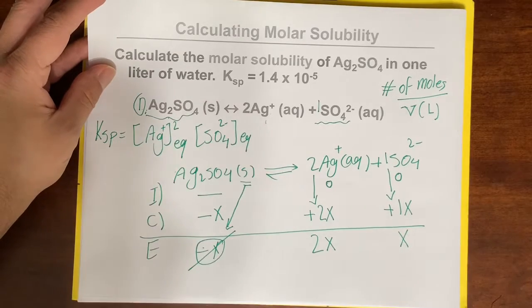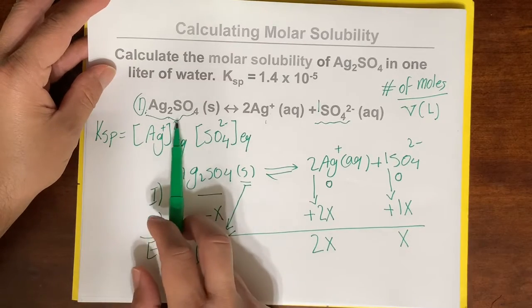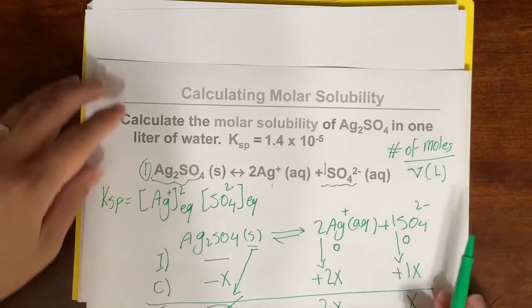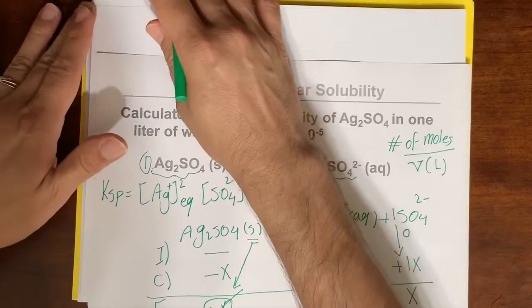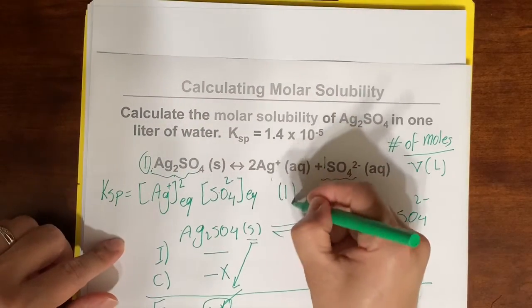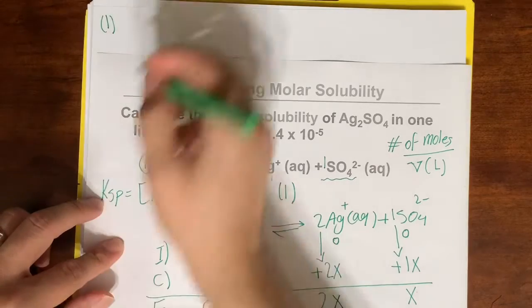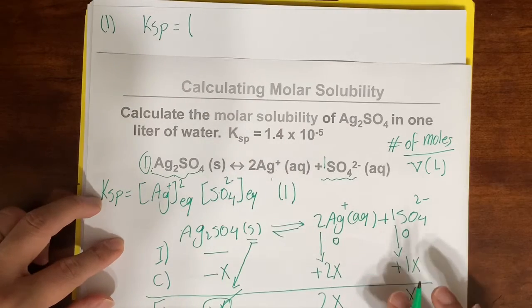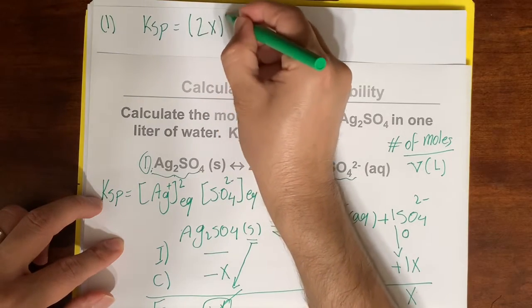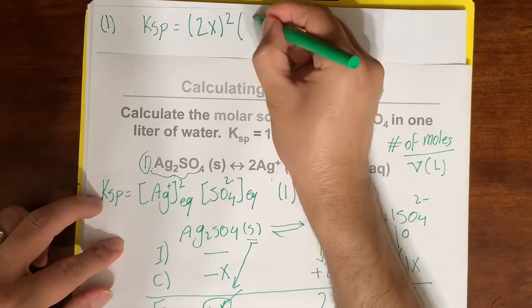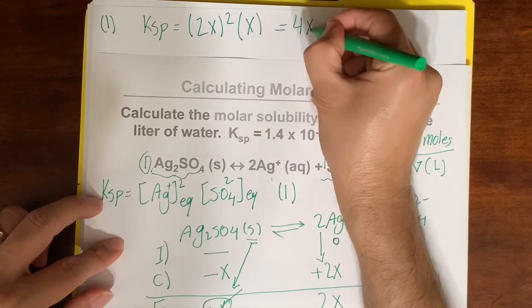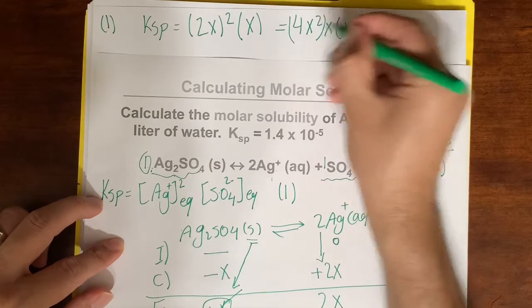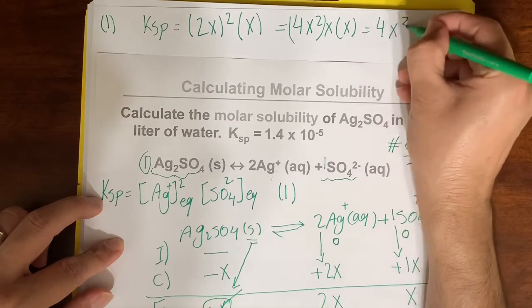Okay. So now you know the concentration for silver and the concentration of sulfate. Put them inside the KSP formula. So you will have 2X to the second, and sulfate is going to be X. So again, KSP. I'm following this formula, let's call it 1. KSP will be equal to silver, which is 2x, so you go 2x to the second, times sulfate x. So we get 4x squared multiply x, and that's going to give us 4x cubed.